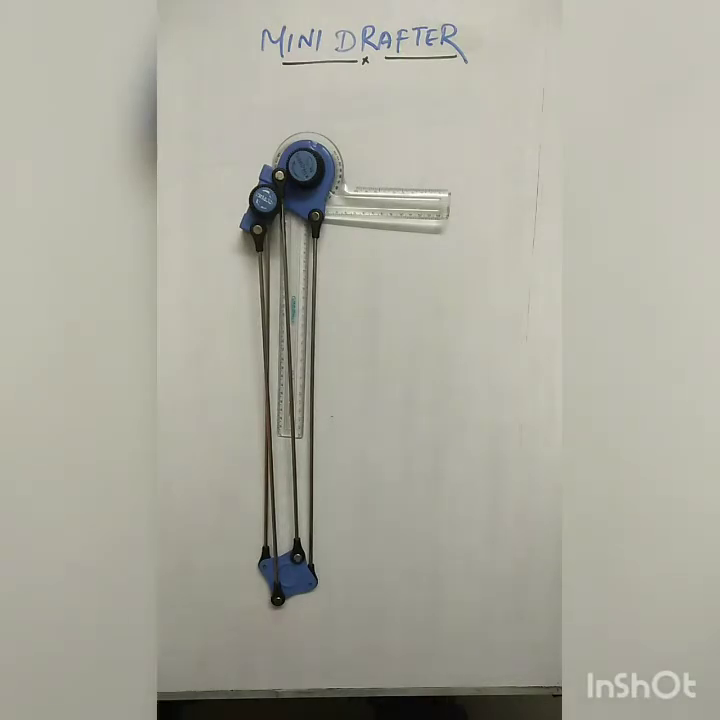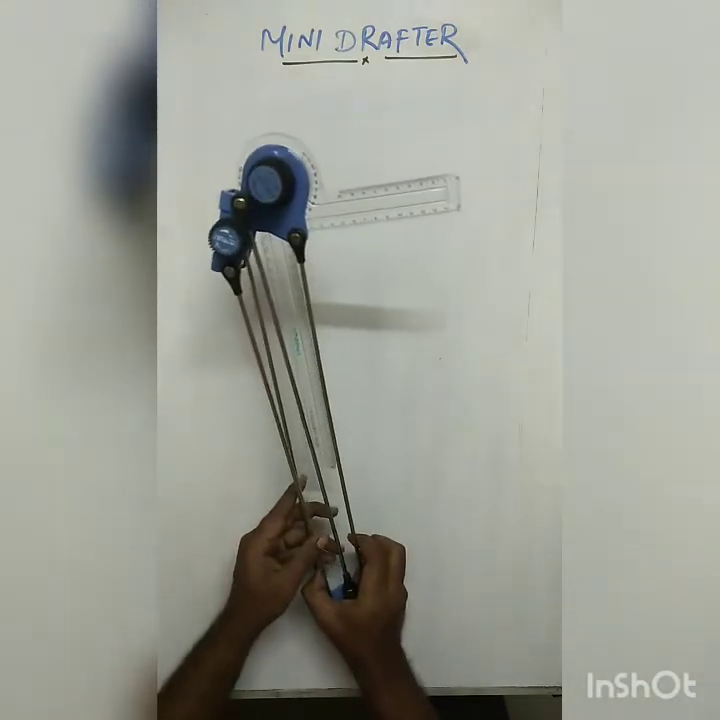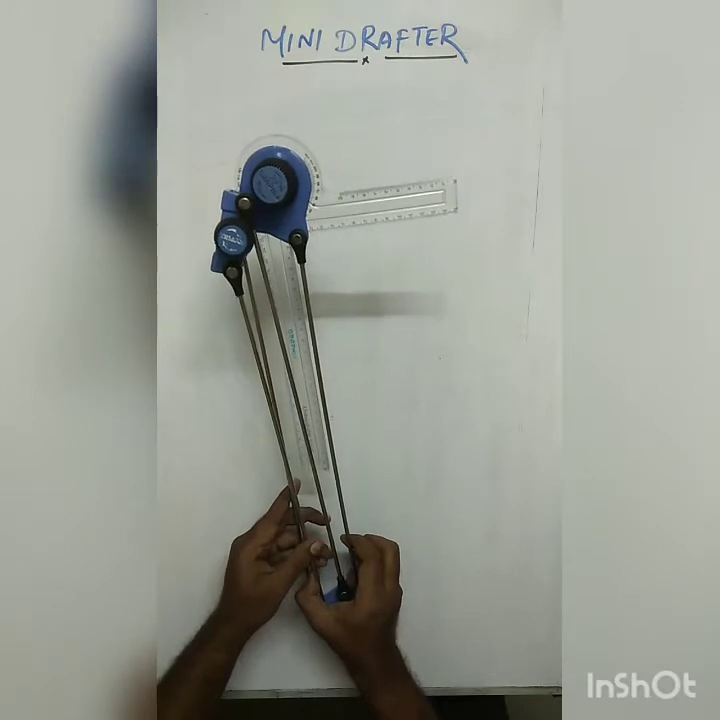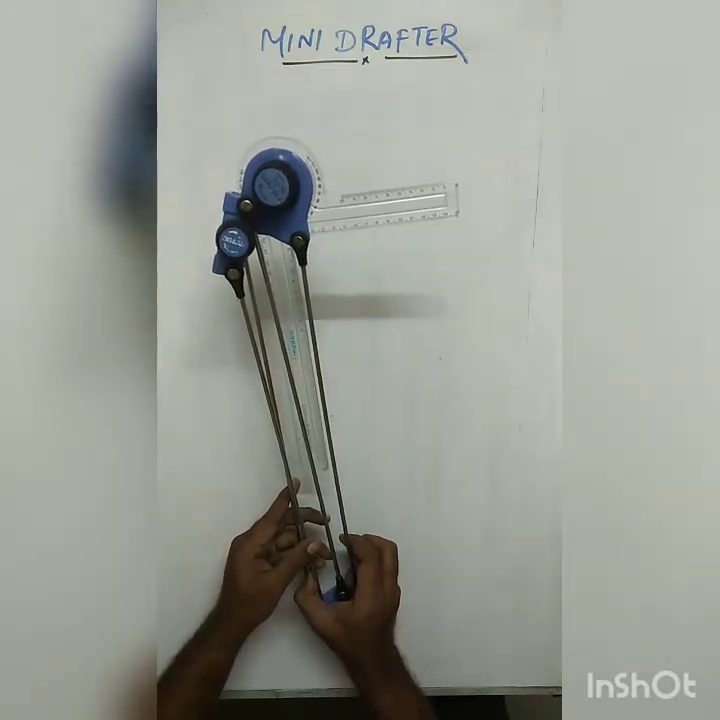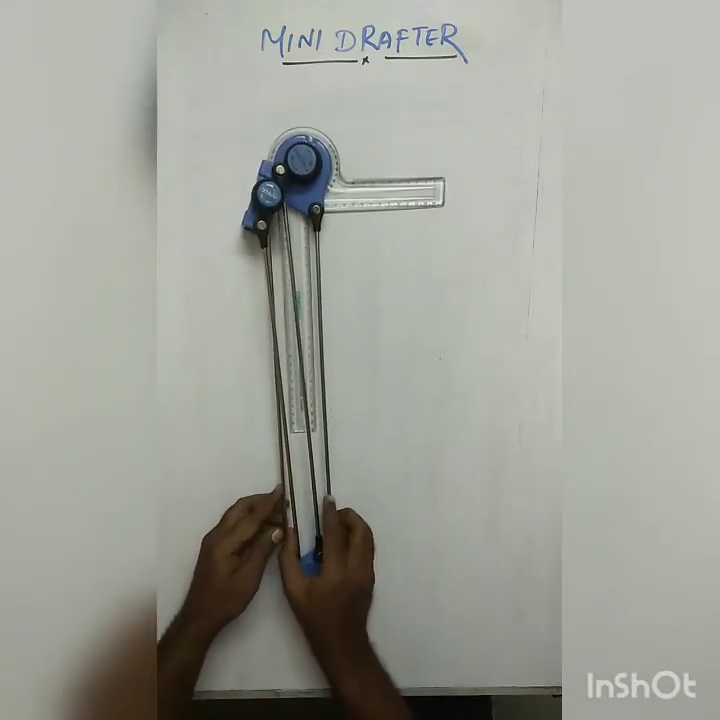Mainly we are going to use it for different drafting operations, especially to draw a horizontal line, a vertical line, inclined lines, parallel lines, perpendicular lines. All these things we can do in a very simple method. That is the method we are going to use the drafter for here. Today I will explain what we need to do and how to use this drafter. Everything we are going to see in detail, one by one.